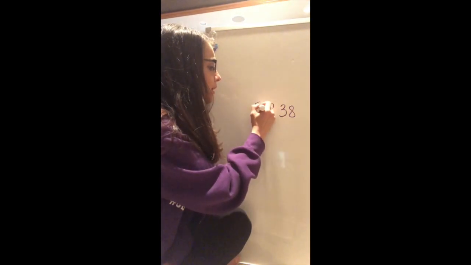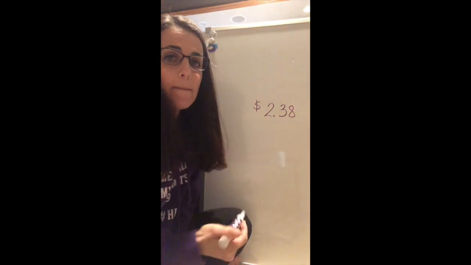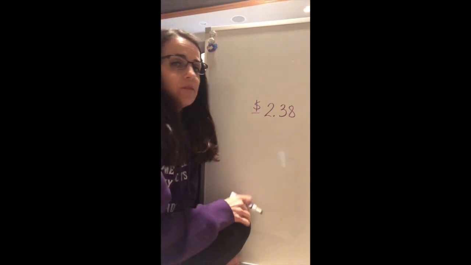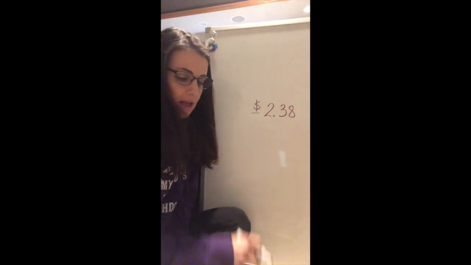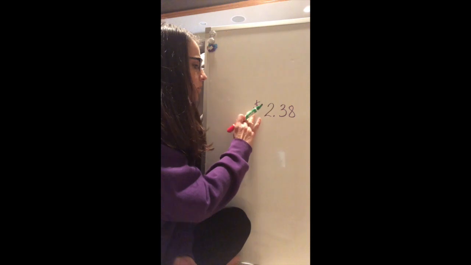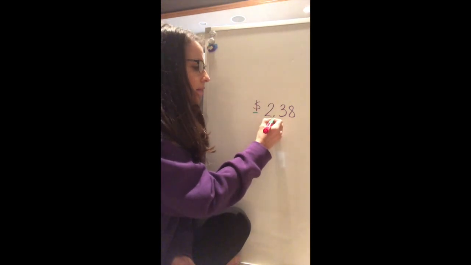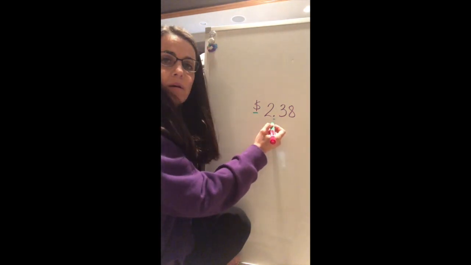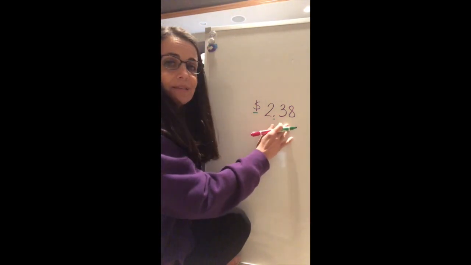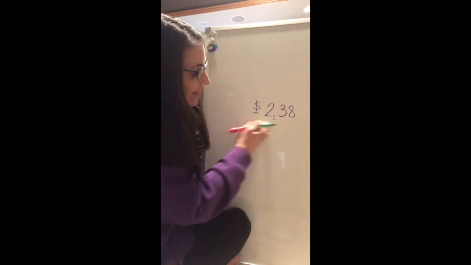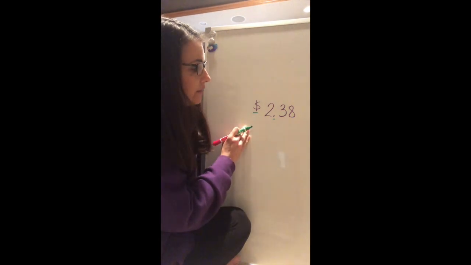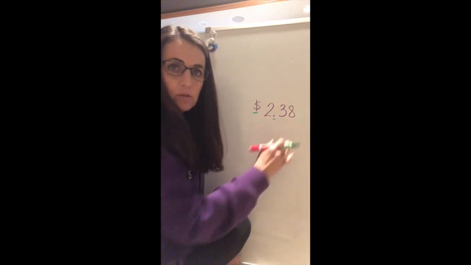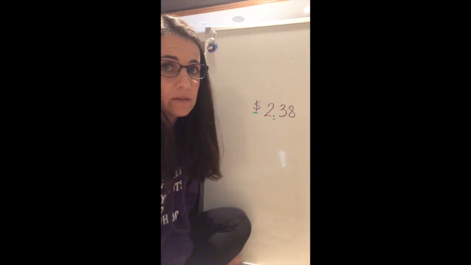Now remember, when I write a money amount, there's two things I have to include. One is the dollar sign. The other thing I have to include is my decimal point, my decimal. And the decimal tells me the difference between dollars and cents. So anything to the left of that is dollars, and anything to the right of that is cents. So we have to have those two things.